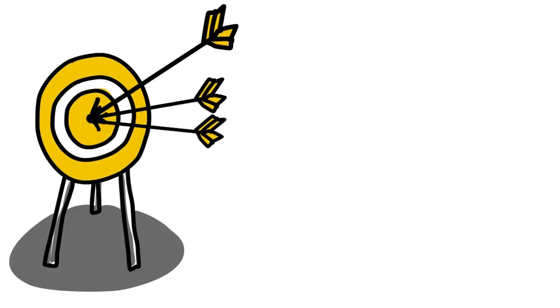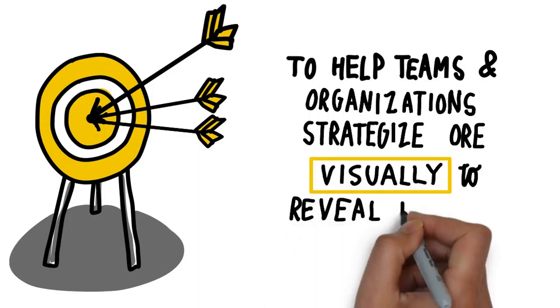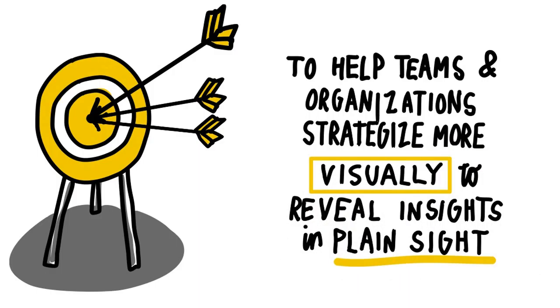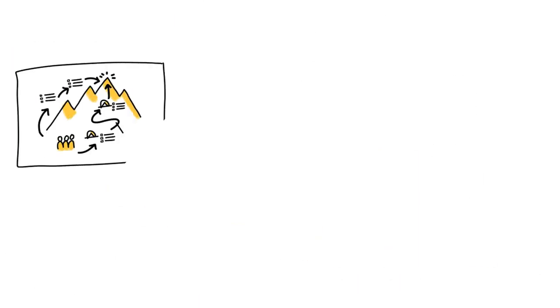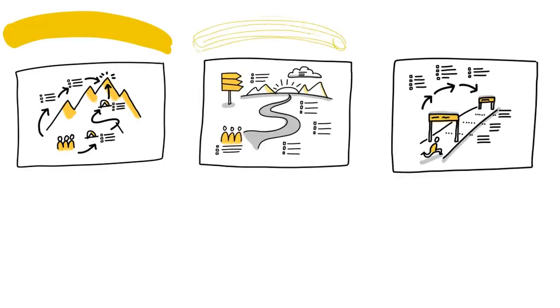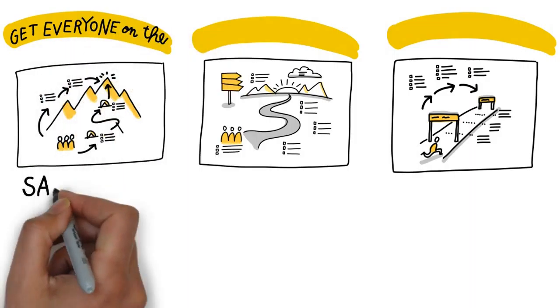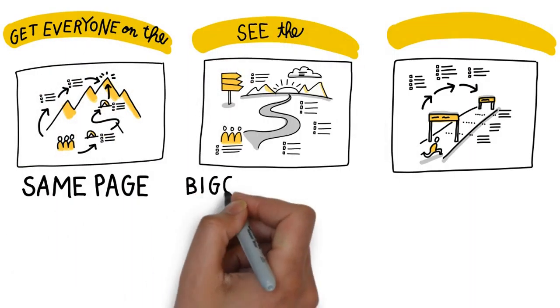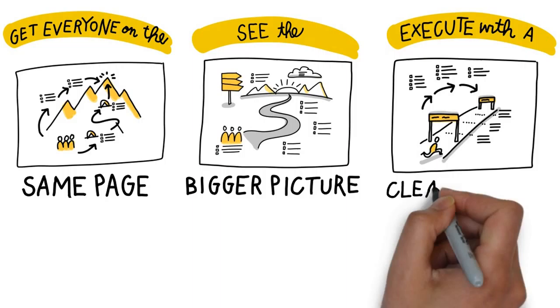As a visual scribe, my goal is to help teams and organizations strategize more visually to reveal insights in plain sight. Amazing things can happen when you take the time and effort to map out your thinking. It is a powerful tool to check for understanding, to ensure that everyone is on the same page, and to literally see the bigger picture and execute with a clear vision.